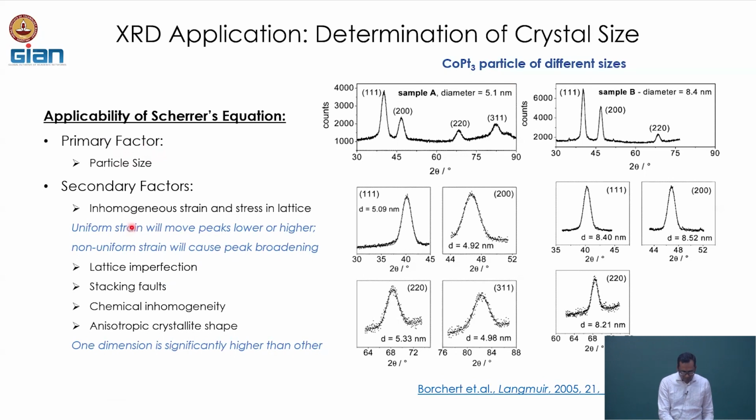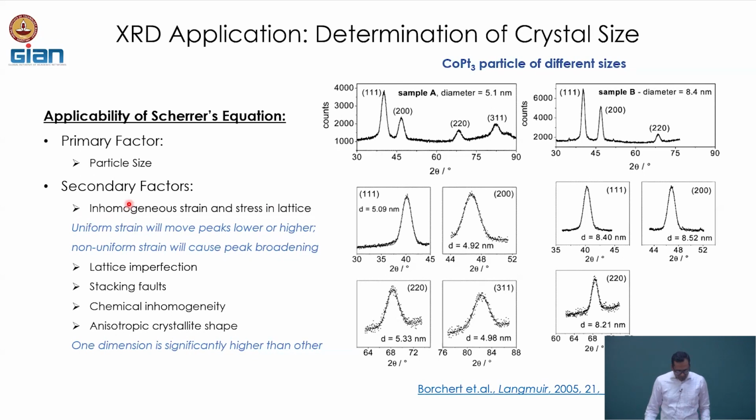For example, there can be inhomogeneous strain or stress in the lattice. This strain or stress can be just because of the way the sample was prepared, or maybe because the sample was exposed to a different environment, which is the case in our catalytic reactions. So, what will happen is that if the strain is uniform, it will either shift the peak position to a lower 2 theta or a higher 2 theta. But if this strain is non-uniform, then we will have the broadening of the peak.